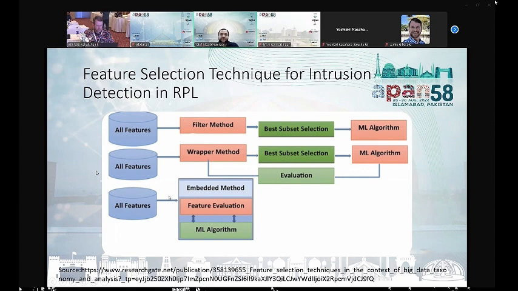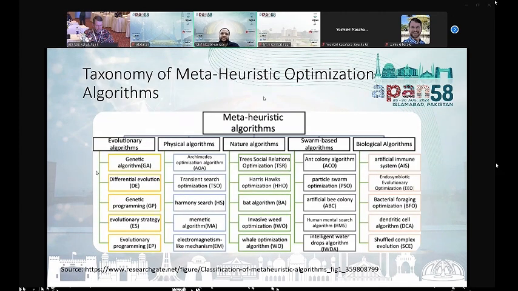And the last type is the embedded method, which is a combination between the filter method and the wrapper method. As I said, the meta-heuristic algorithm is one of the most popular wrapper feature selection techniques. Meta-heuristic algorithms have been widely used to solve different real-world complex problems. As we can see here, there are different types of meta-heuristic algorithm: evolutionary algorithm, physical algorithm, nature algorithm, swarm-based algorithm, and biological algorithm. These types are used to solve different types of problems.